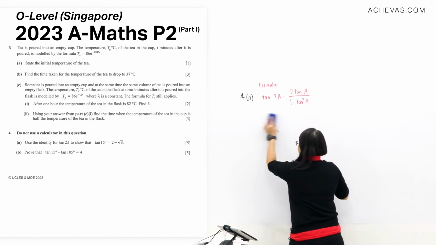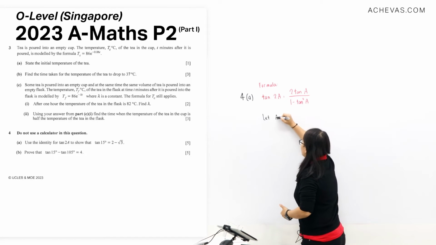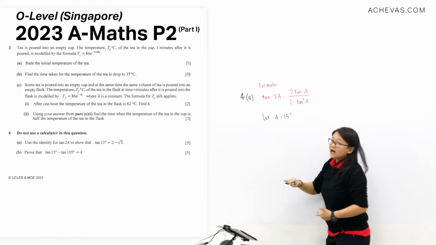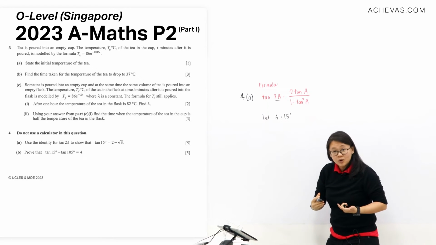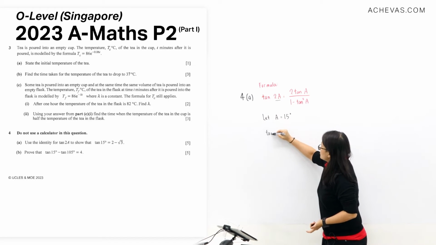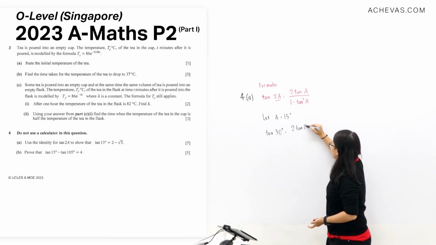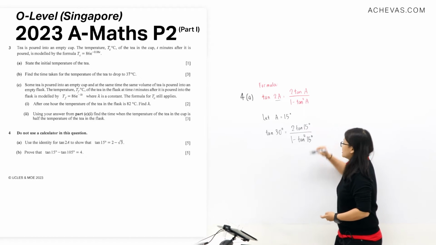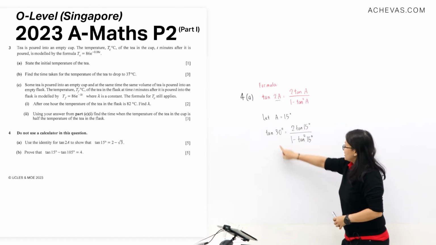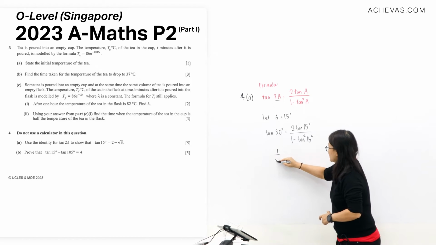Let me just rewrite it nicely. Let A equal to 15 degree. I'm going to substitute A into this position. So 2 times A will be 30. So tangent of 30 will be equal to 2 tangent of 15 degree divided by 1 minus tangent square of 15 degree. All right, so we know that tangent 30 is 1 over square root 3. I'm going to replace this value on the left.